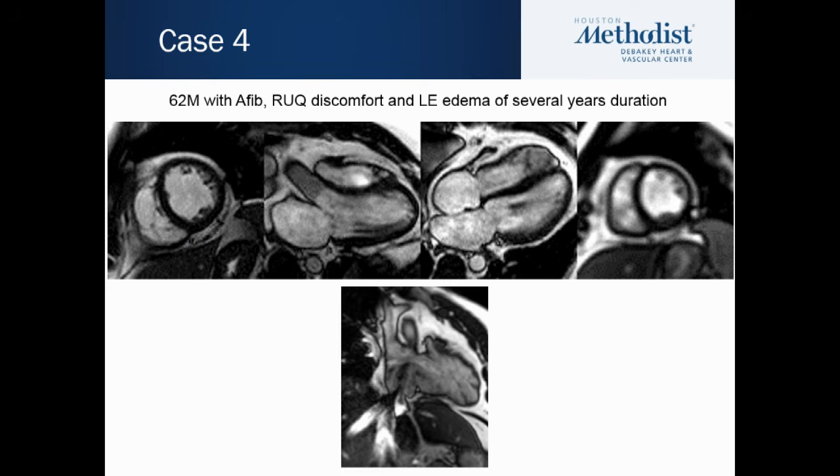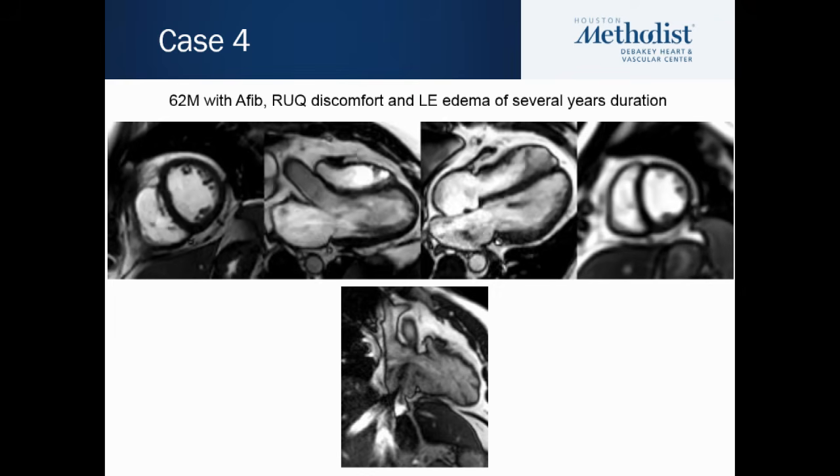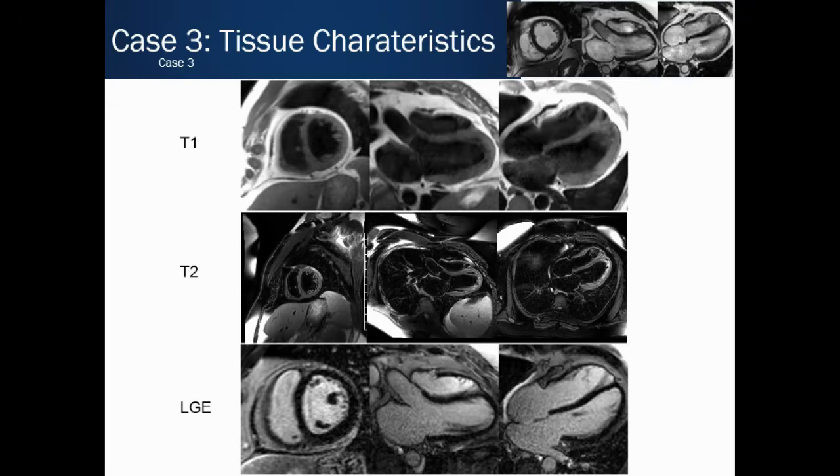This was an image just to show you that the IVC was dilated and plethoric. Here was this patient's tissue characterization. On T1 images, we definitely had pericardial thickening here, anteriorly and anteriorly here and anteriorly here.